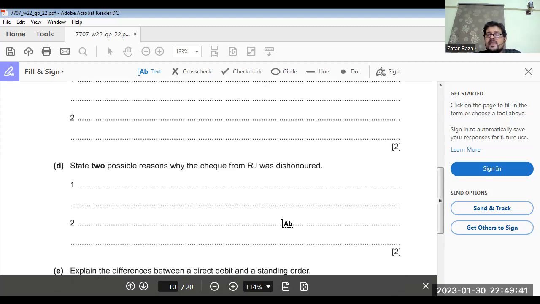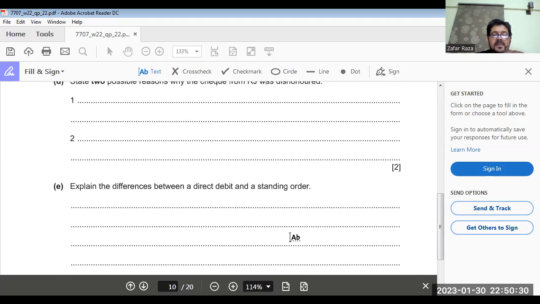Possible reasons for RJ to dishonor. One of my checks was dishonored in 2012. When the bank gave me back the bounced check, along with it there was a statement containing 42 reasons for dishonor of a check. And of those 42 reasons, my reason was NSF, not sufficient funds in the account of the payer, who is paying. So not sufficient funds, incorrect date, incorrect amount. There are so many reasons for that.